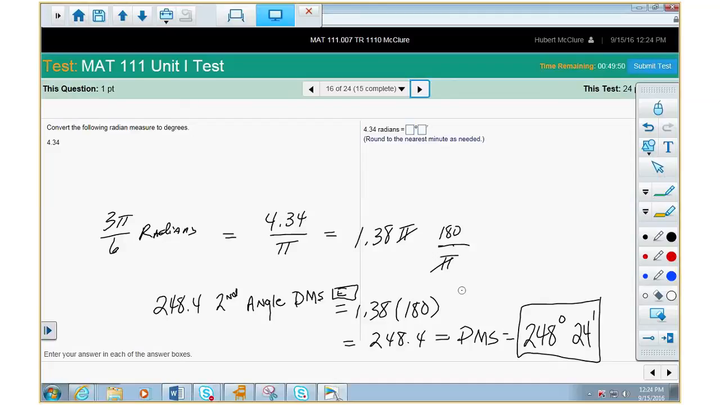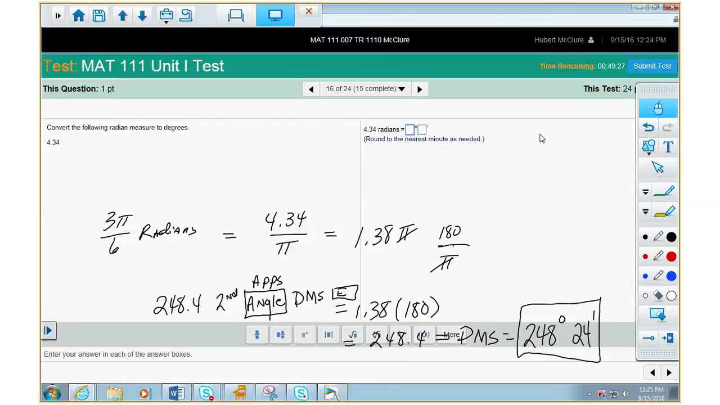Something like that. What's the key that angle is on? Apps. Second apps, and then you go down to degrees, minutes, seconds, and hit minute. I think that'll work. That question is a little bit misleading. I hope I got it right, but that's the way I read the question. 248.24, or 24 minutes. Next.